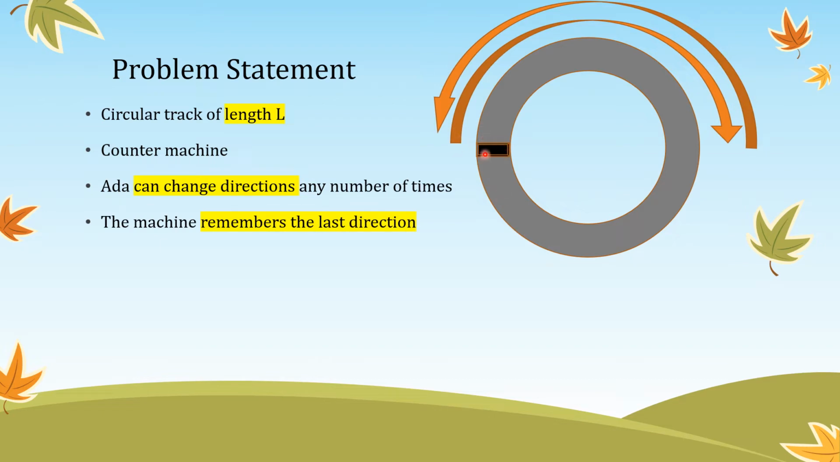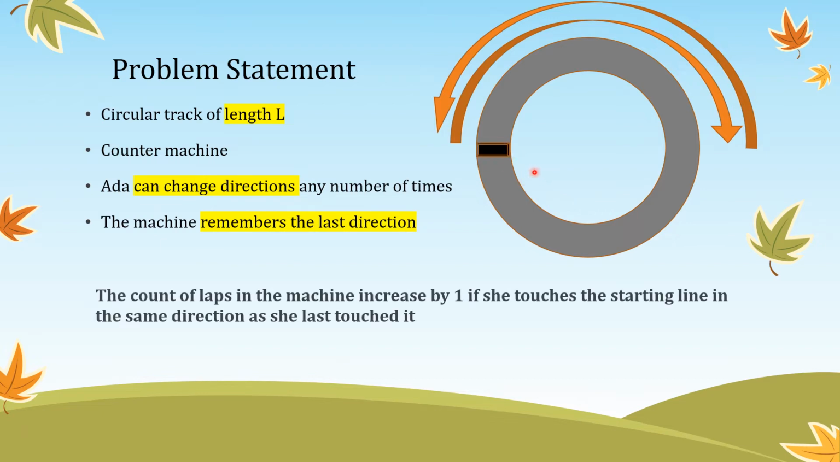So the counter remembers that you started from here, so it is expecting you to take this direction only and come back from here. Then only it will increment by one. So that is what this statement means. Our job is that at the end of all the steps we have to find out the value of this counter.